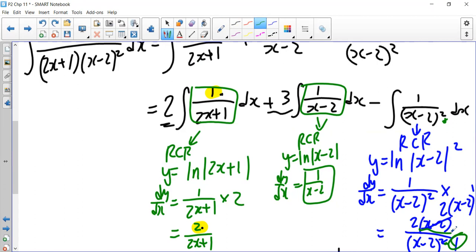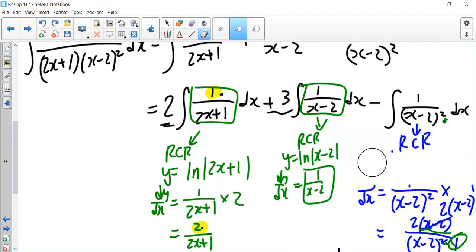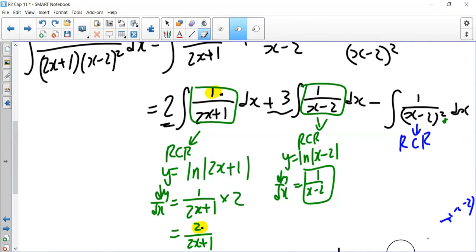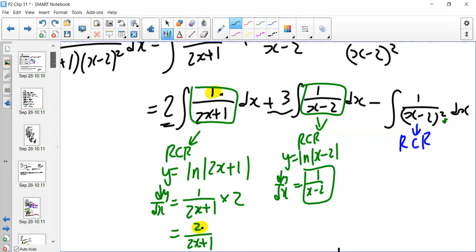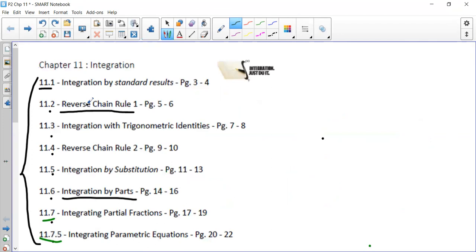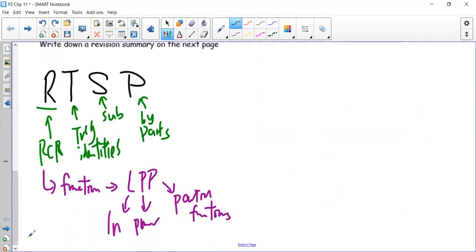Okay? If you want to write this down, pause the video and write down to yourself why ln doesn't work. So we're going through the correct one. If reverse chain rule using ln doesn't work, what else can we do in here? Well, I mentioned this: when you see a fraction, we'll do LPP. L is ln, the next one is a power. So we can look at the power.